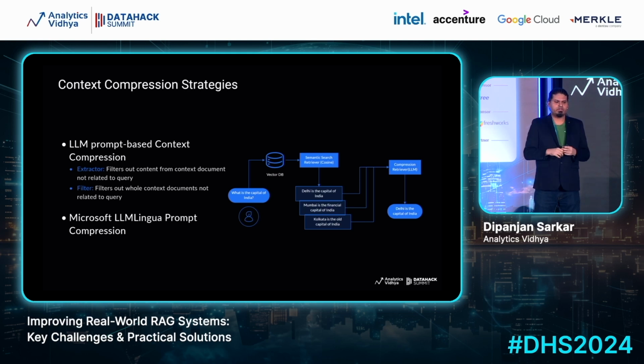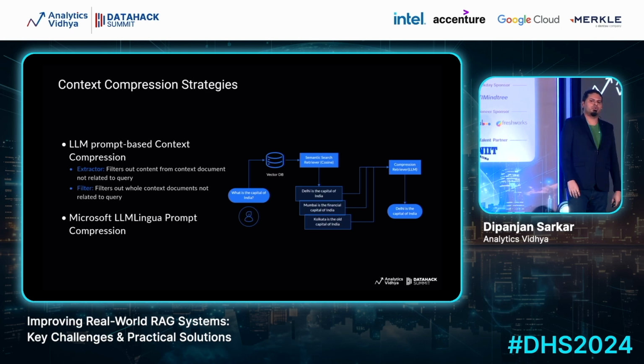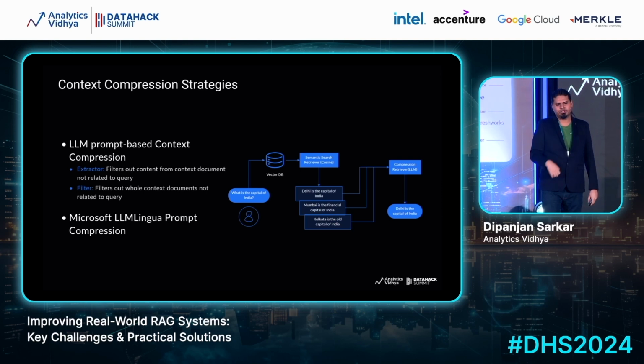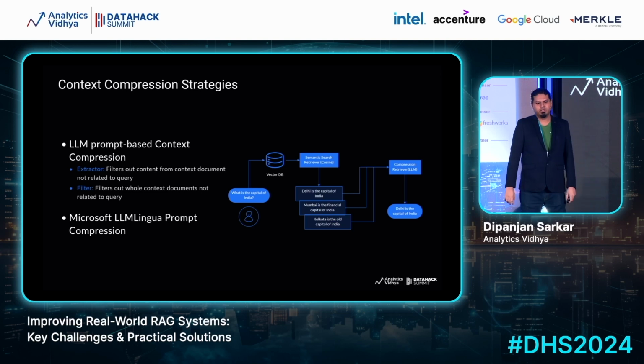Similarly, Microsoft LLMLingua is another one. You can check it out. It's open source. Again, prompt-based compression. Like in this example, you can see we have retrieved 3 context documents to answer the question, what's the capital of India? And we are using a filtering prompt-based context compression. It just removes Mumbai and Kolkata because they are not related.